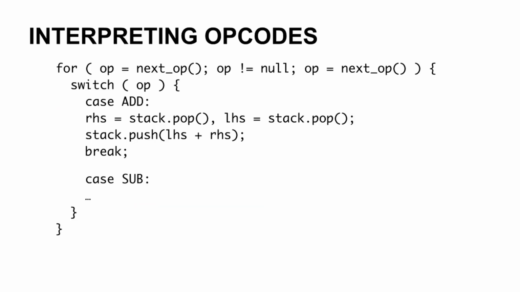And it's also pretty easy to write the interpreter for this. You just write something that looks like this: get the next operation, while it's not null, keep going, and then we do a switch on the operation, popping our 2 operands and pushing our result. And then we have to do this for all the bytecode instructions.